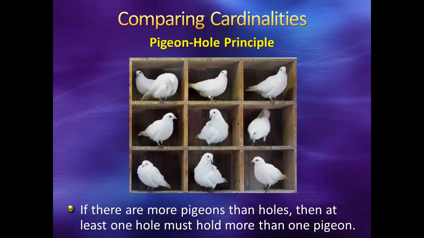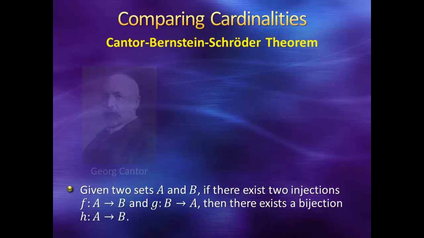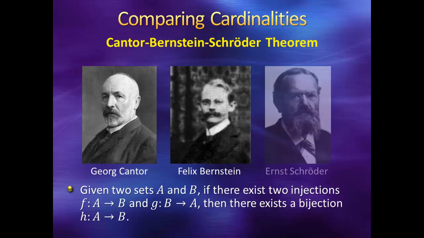On the other hand, if we can find an injection from A to B, as well as an injection from B to A, then there must be a bijective function between A and B as well. This result is called the Cantor-Bernstein-Schroeder theorem, named after Georg Cantor, whom we met in Lecture 5 as the inventor of set theory, as well as German mathematicians Felix Bernstein and Ernst Schröder.